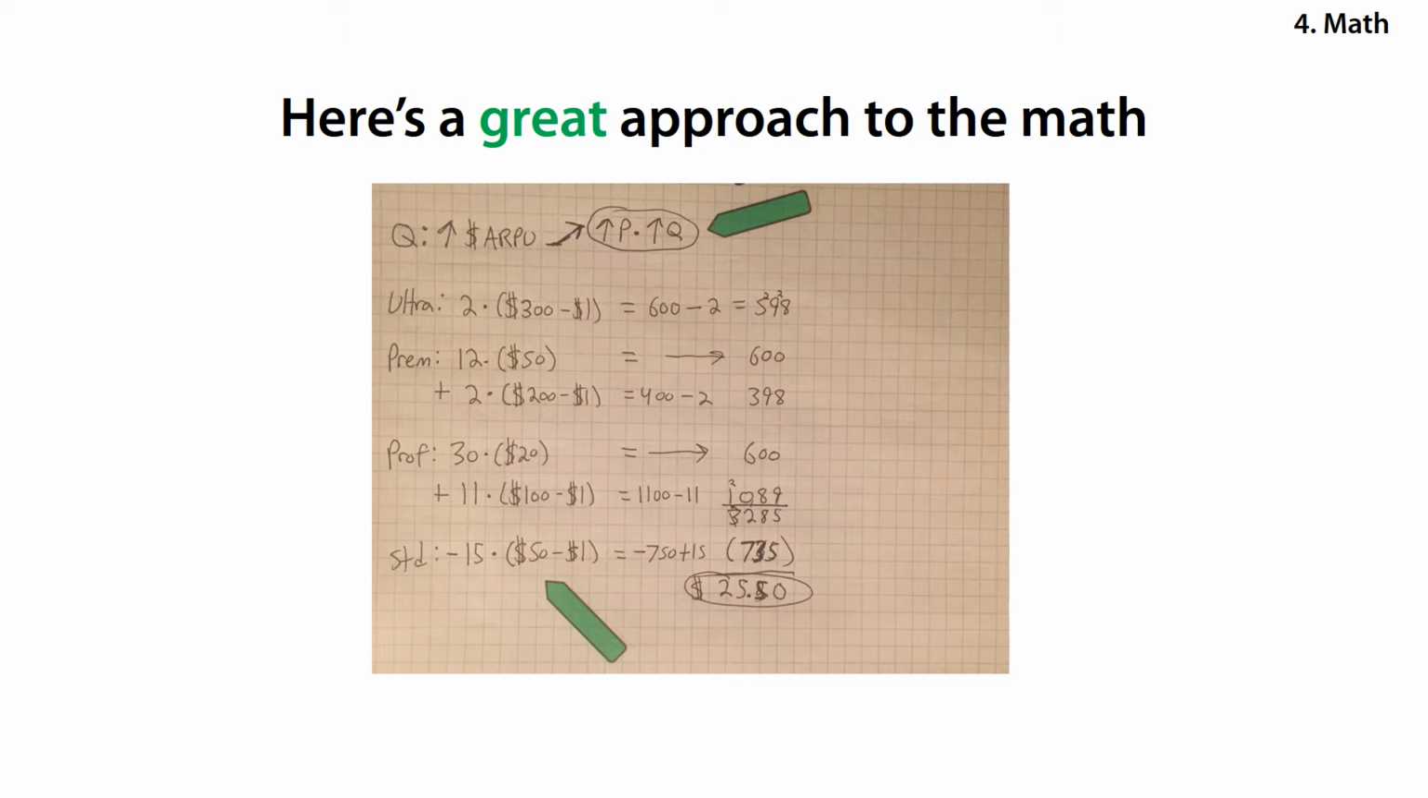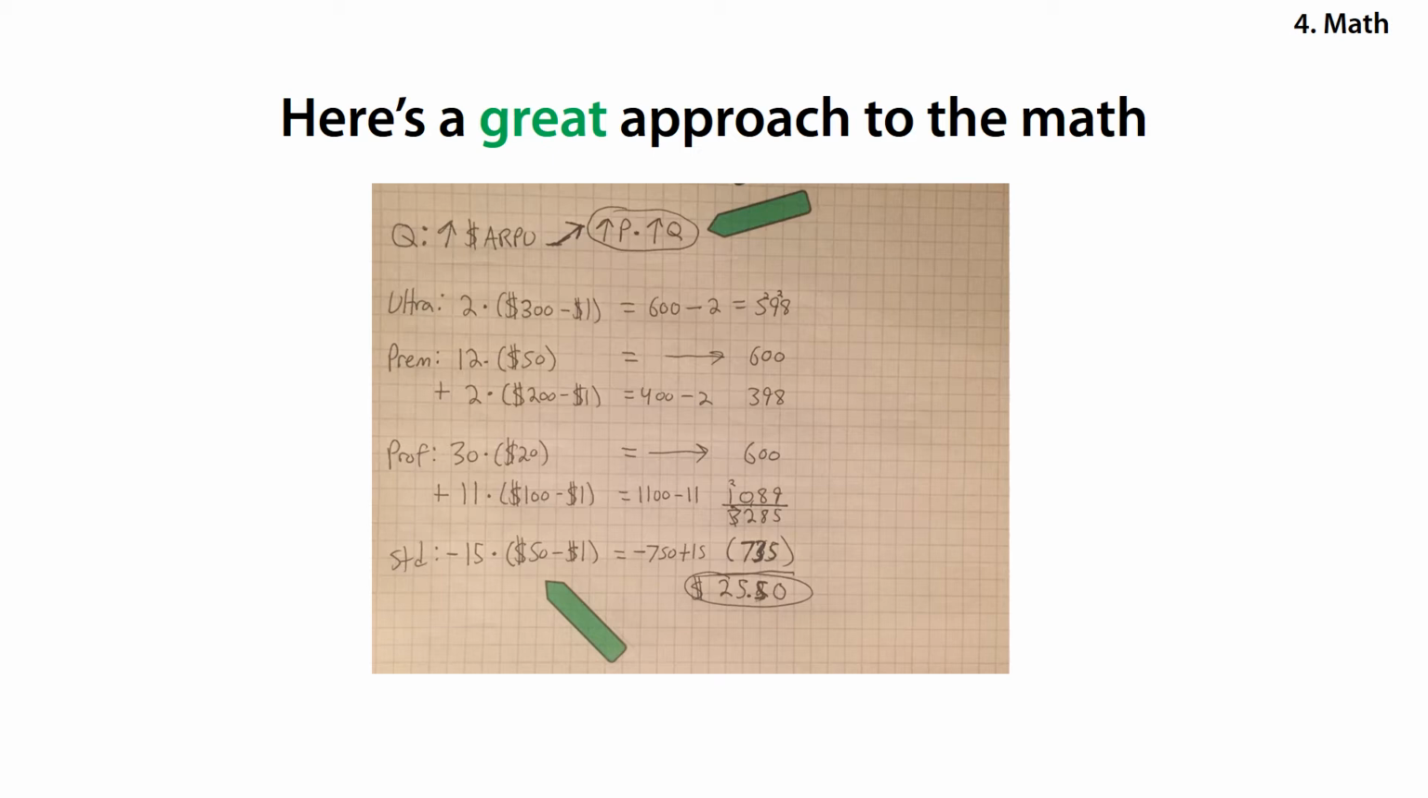So let me start with the first one. The Ultra package is going to give us 2 more customers that we didn't have today at $299, so I'll represent that as 300 minus 1: 600 minus 2, that's 598. Then the Premium package: we have 12 customers that we're getting another $50 from, so 5 times 12 is 60, $600, and then another 2 customers that we didn't have before paying us $199, so 200 minus 1, 400 minus 2, that's 398.